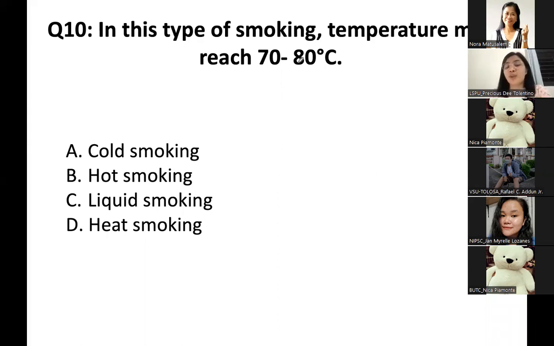In this type of smoking, temperature may reach 70 to 80 degrees Celsius. A, cold smoking. B, hot smoking. C, liquid smoking. D, heat smoking. So answer, may sumagot ng letter B, may sumagot ng letter D. Okay, na-confuse kayo. Now, ito yung sinasabi lagi. Merong parang tama sa tingin nyo, pero merong correct term.